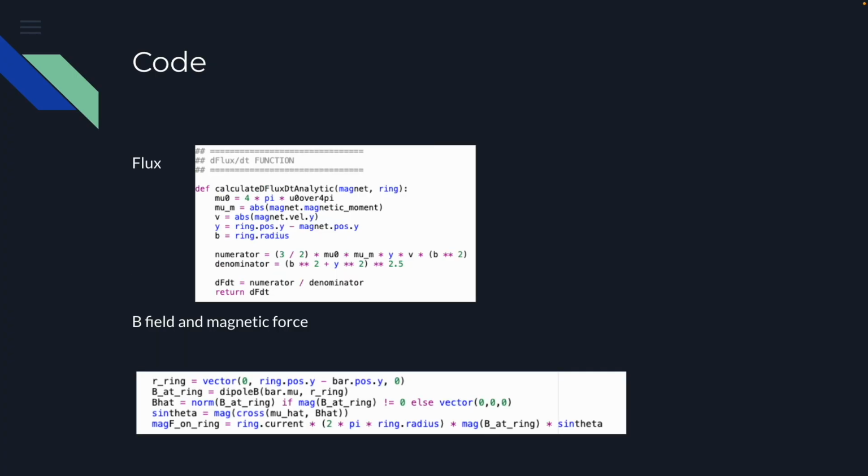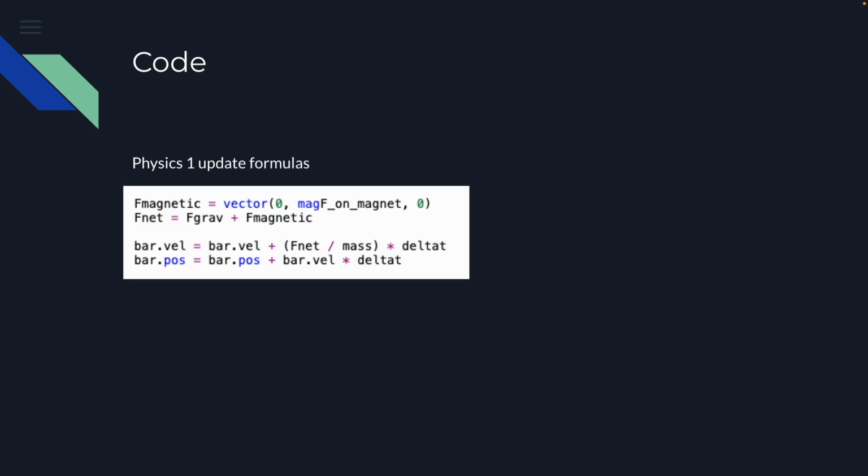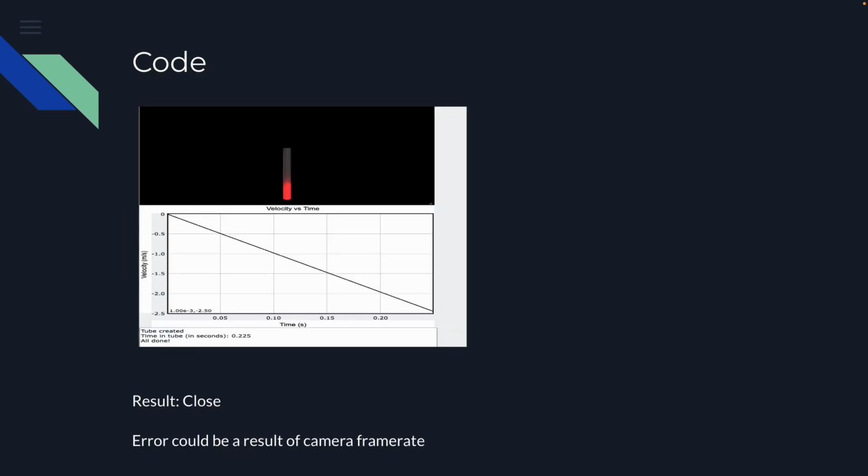In the top, you can see my flux function. The flux function was calculated via the Lecture 43 video. And on the bottom, you can see my calculations for both B field and magnetic force. And here I use Physics 1's update formulas to update the position of the bar and the velocity of the magnet bar. Here is the resulting code.